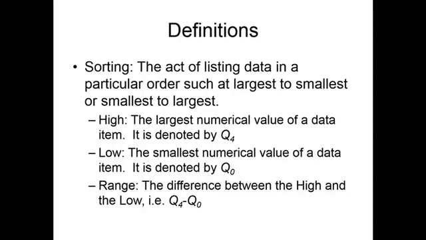The high is the largest numerical value of a data item, and we denote it by Q4. The Q will be explained in a few slides. The low is the lowest numerical value of a data item, and it is denoted by Q0. The range is the difference between the high and the low, and it is Q4 minus Q0.